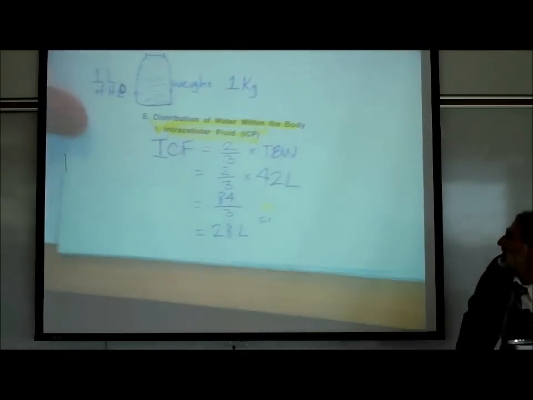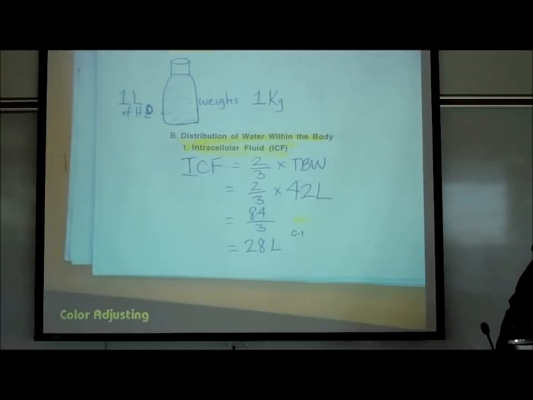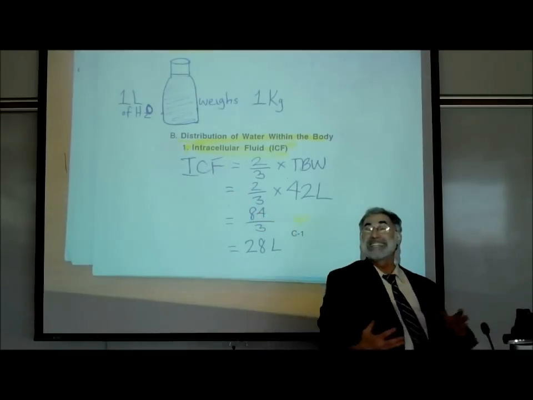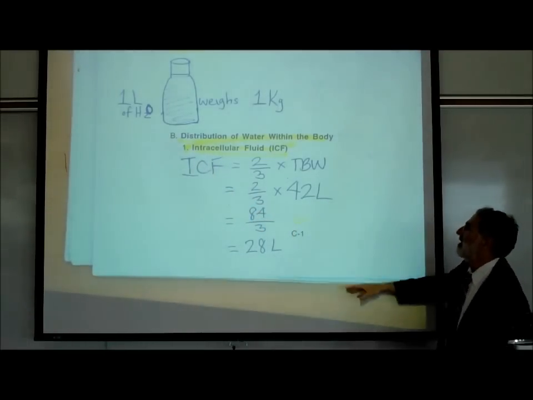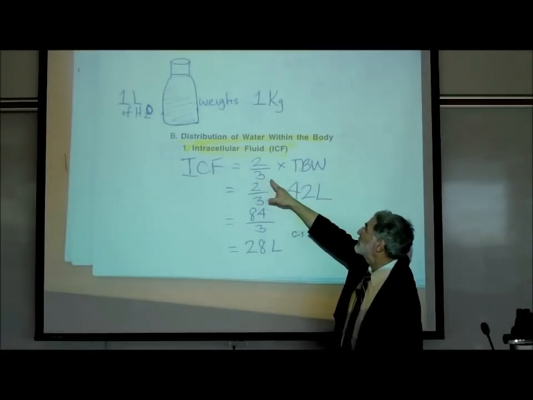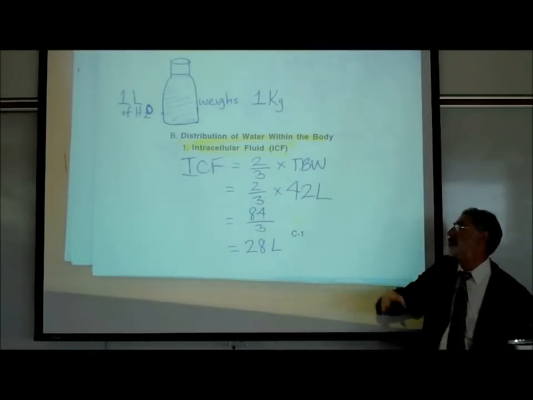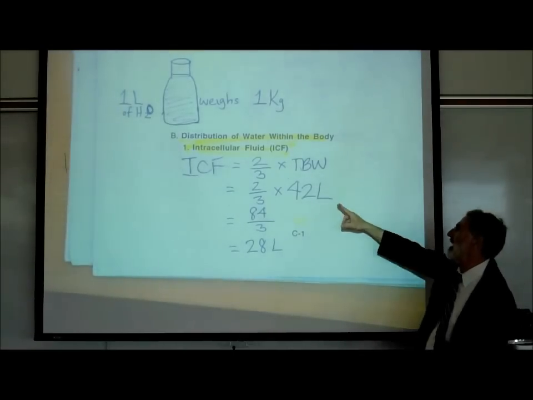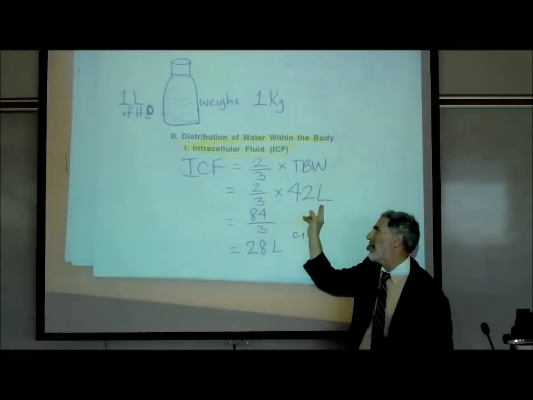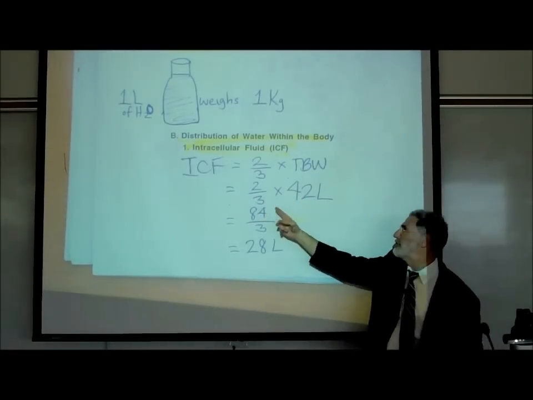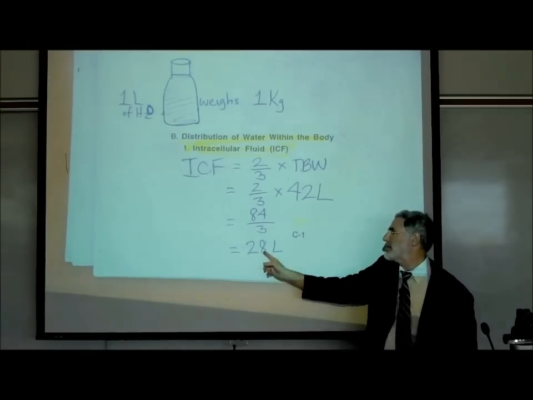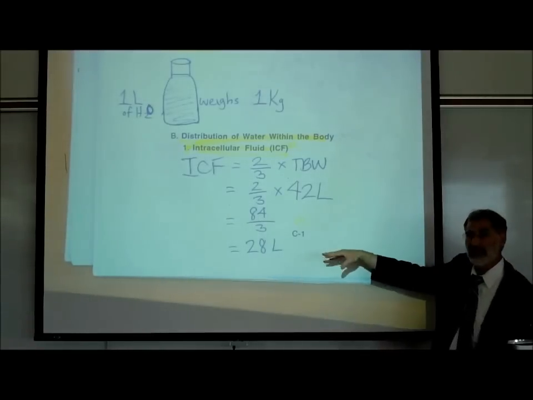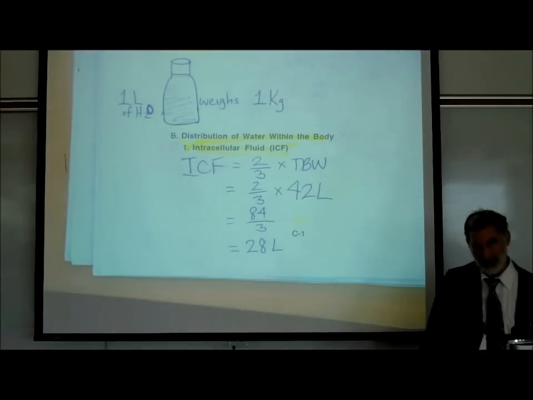At the bottom of page C1, let's estimate the amount of fluid that's inside the person's cells. ICF is approximately two-thirds times the total body water. In our reference person who weighs 70 kilograms, he had 42 liters of water in his body. Two-thirds times 42 is 2 times 42 is 84, divided by 3, or 28 liters. So of the 42 liters in his body, 28, two-thirds of it, is inside his cells.